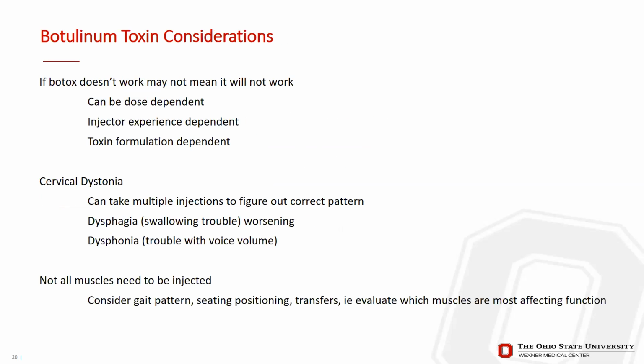So some of the things to consider when you're getting Botox: if it doesn't work, that doesn't mean it won't work. It could be dose dependent, injector dependent, or dependent on which kind of Botox they're using. For cervical dystonia, if we're using it for your neck, there could be swallowing trouble and trouble with voicing as a result, because these muscles are awfully close to the muscles for swallowing and the voice box for your phonation. The other thing with cervical dystonia is it could take multiple injections to figure out the correct pattern. It could be a trial and error thing.